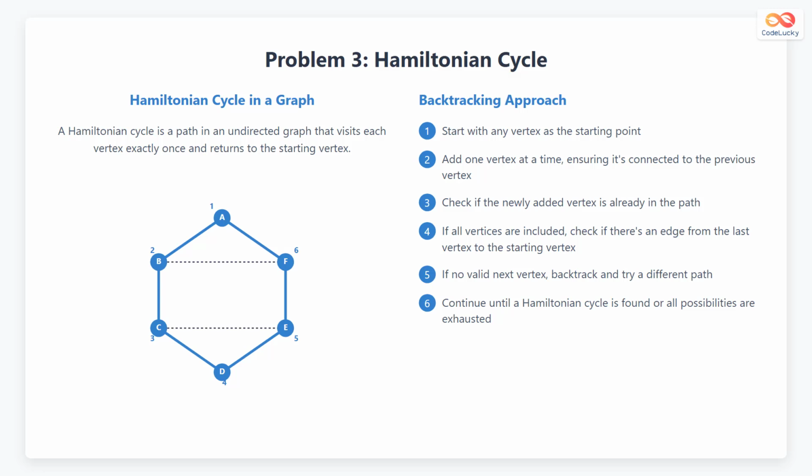We start with any vertex as the starting point. We add one vertex at a time to the path, ensuring it is connected to the previous vertex. We check if the newly added vertex is already in the path. If all vertices are included in the path, we check if there is an edge from the last vertex to the starting vertex. If there is no valid next vertex, we backtrack and try a different path. We continue this process until a Hamiltonian cycle is found, or all the possibilities are exhausted.